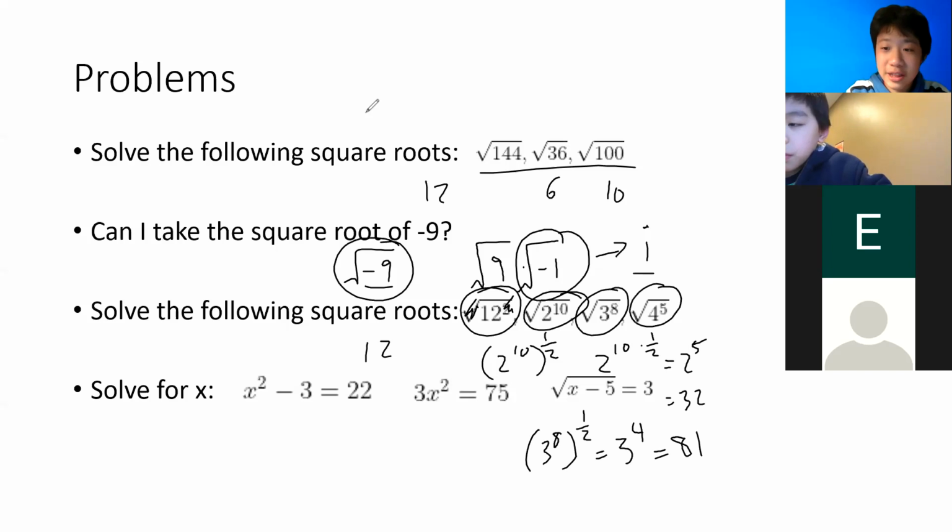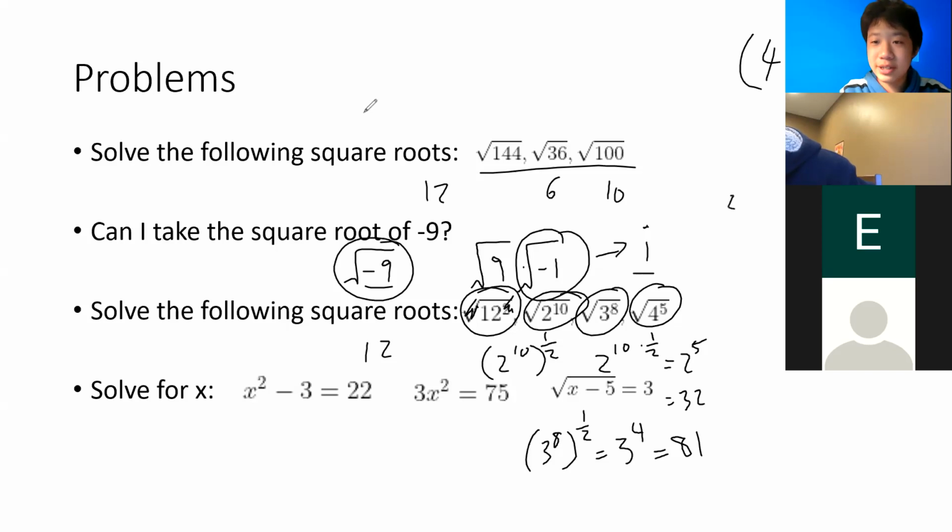Now for 4 to the 5th power, it seems like we're stuck, right? If we take 4 to the 5th and we take the 1/2, we get 4 to the 2.5 power. That doesn't look good, right? But we can actually break down 4 into 2 squared.